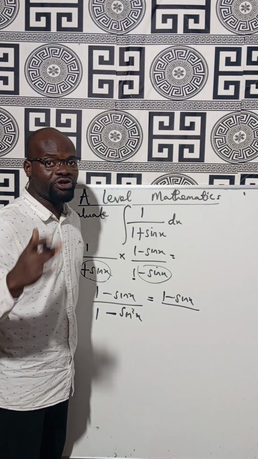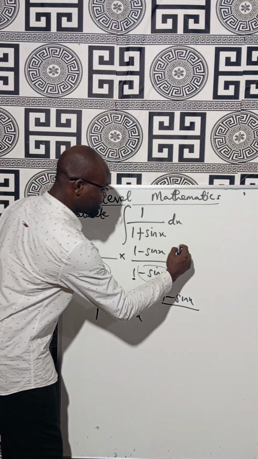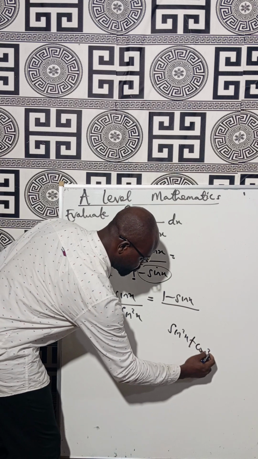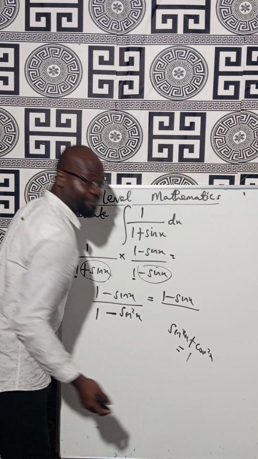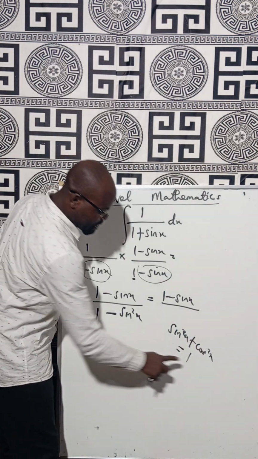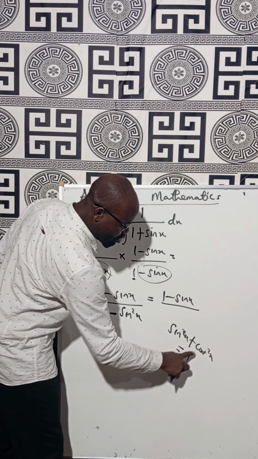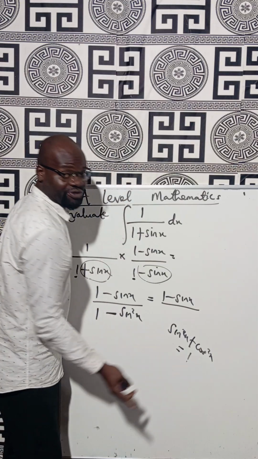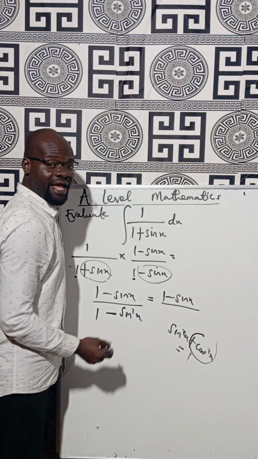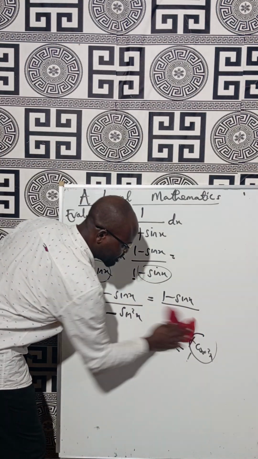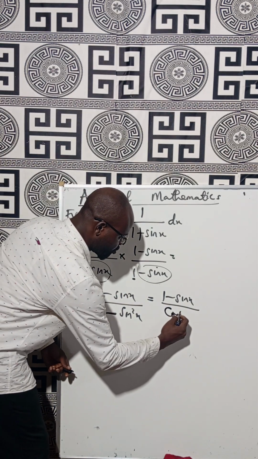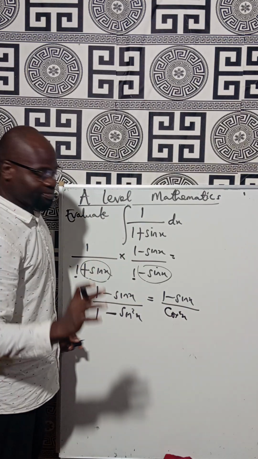Now don't forget from trigonometric identity, we know that sine square x plus cos square x must give us 1. So look at this 1 minus sine square x here. That means my cos square x will be 1 minus sine square x. That means 1 minus sine square x becomes cos square x. And that's what I'm going to put here now. My 1 minus sine square x becomes cos square x. You understand me now?